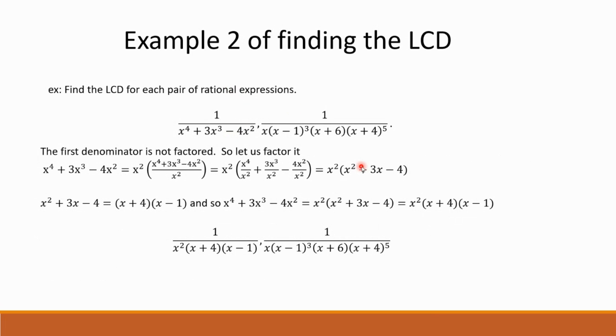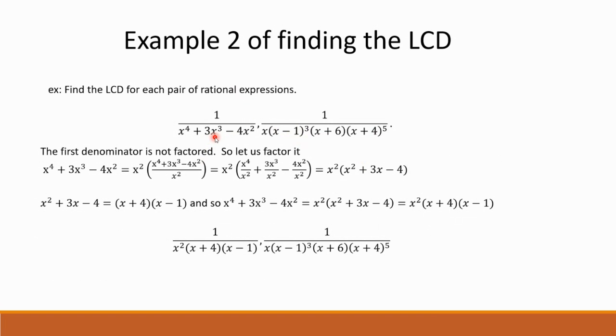Now, the second denominator is factored already, as you can see. It's already factored. You have x minus 1 to a power, but that's okay. In other words, you can have irreducible factors raised to exponents. Now, the first one is not factored, so let's try and factor it.